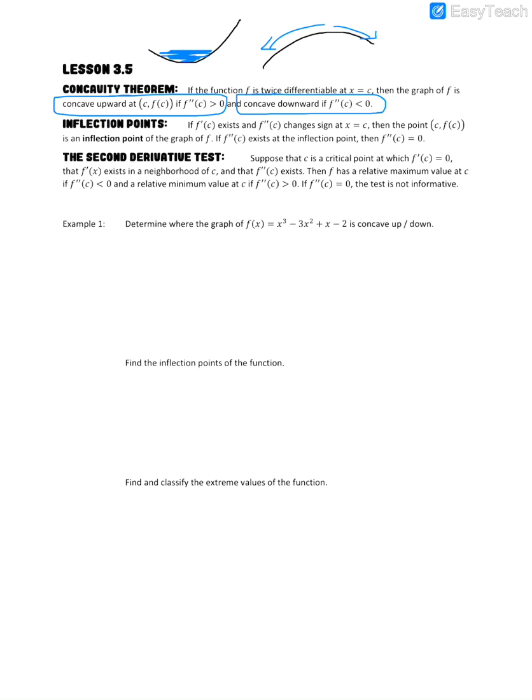Okay, so let me just show you an example. If you have something that's concave up and then all of a sudden it becomes concave down, between those two, you have a spot called an inflection point, and that's just where the graph changes from being concave up to concave down, or vice versa, concave down to concave up. The way that we find our inflection point is by setting our second derivative equal to 0.